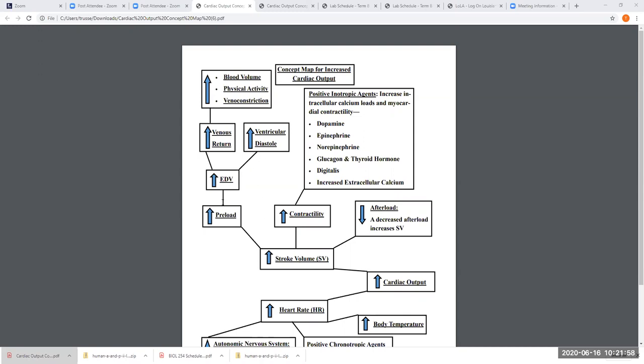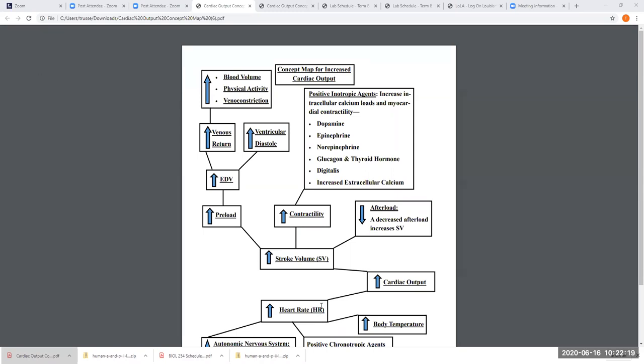And if your stroke volumes are higher at rest, that means your heart rate can be lower and your cardiac output can still be sufficient. If, however, your stroke volumes are lower, your heart rate has to compensate. It has to go up. Because remember, cardiac output is stroke volume times heart rate.